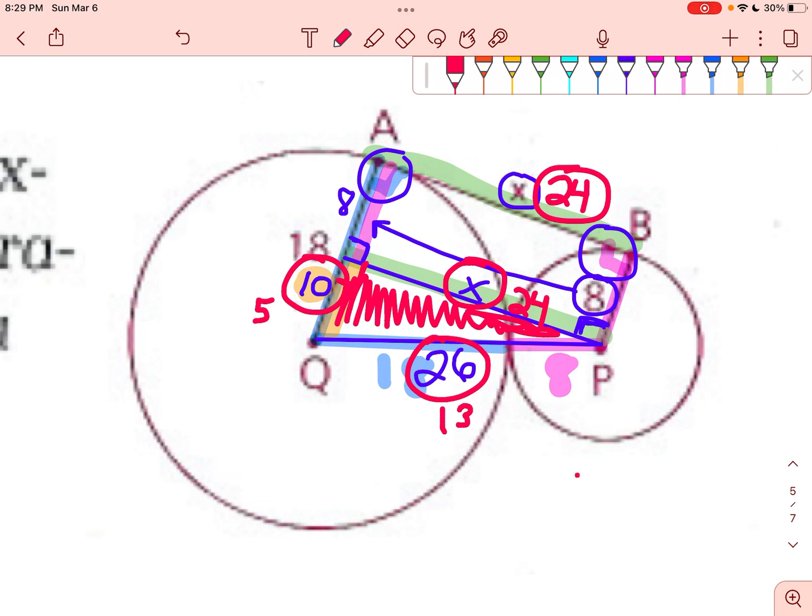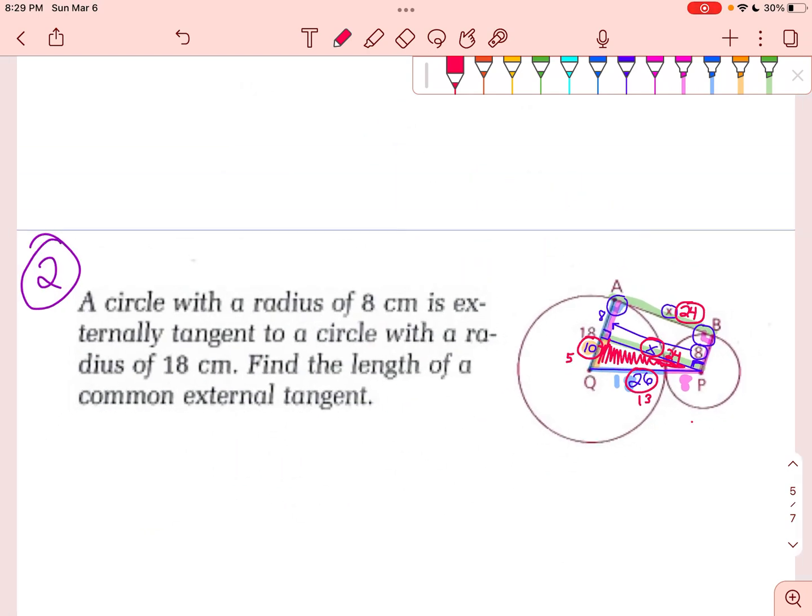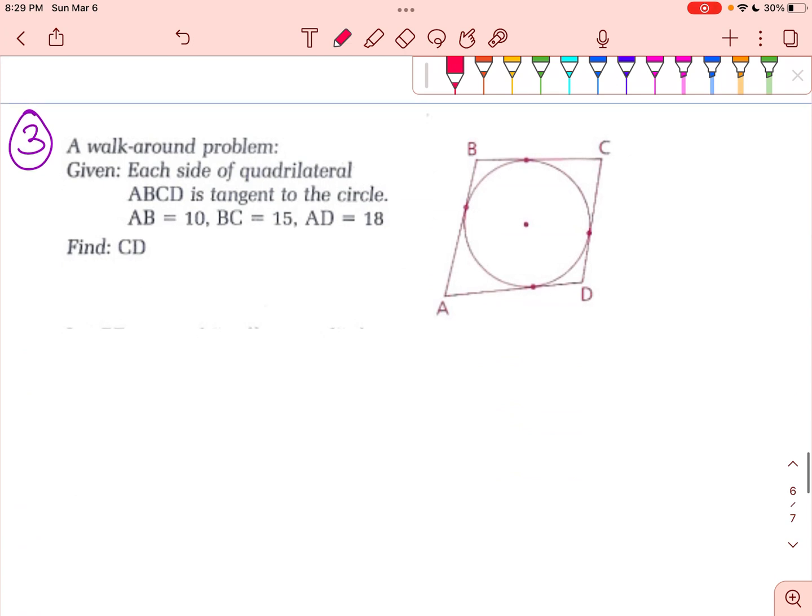So this is called a common tangent problem. We will see these problems frequently. They'll probably be on your tests and your quizzes. And then the last problem down here is called a walk-around problem.